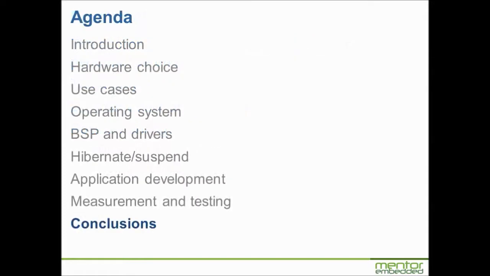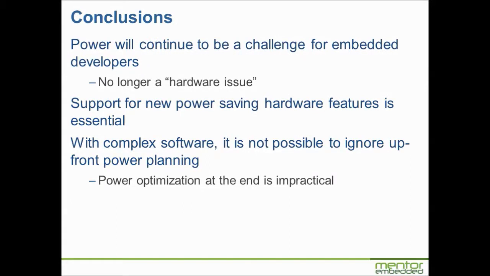A few conclusions and a short story. A few conclusions. The key thing is embedded software developers need to think about power from now onwards. It's not optional. It's no longer something they can say, oh, that's a hardware issue. Support for low power hardware features is essential. That's kind of obvious, but needs to be reiterated. And for a complex software application, it's just not possible to put off power until the end. You need to do power optimization all the way through the cycle. I'm going to wrap up with a short story.